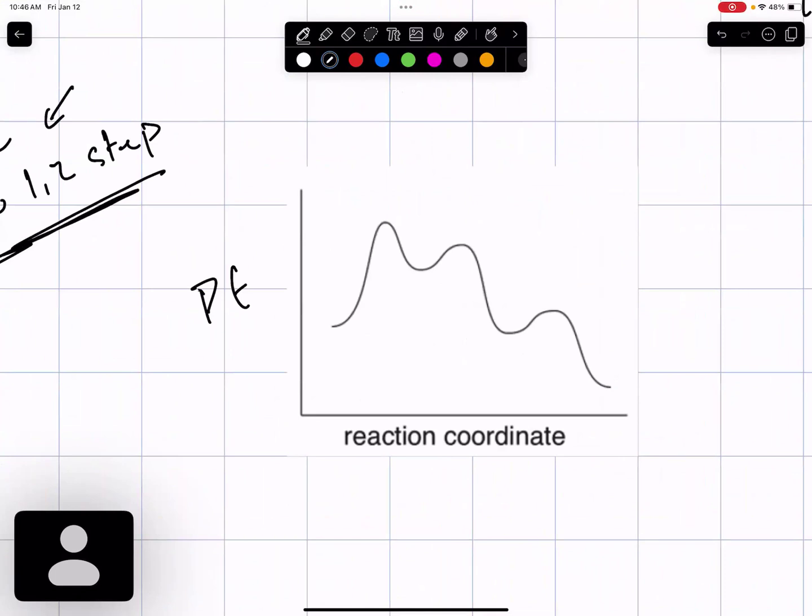All right, let me see you 1-2 step. I want to ask you how many intermediates, how many transition states, and how many steps. How many steps are in this reaction coordinate? PE stands for potential energy. So you can also see that as kilojoules per mole.